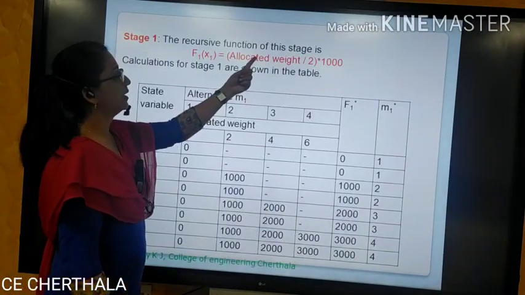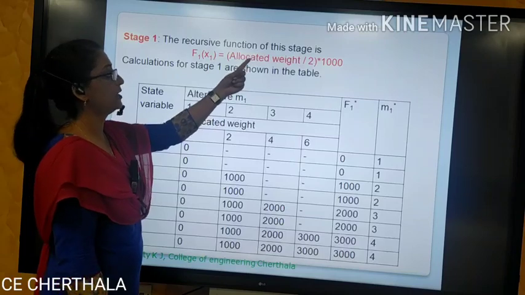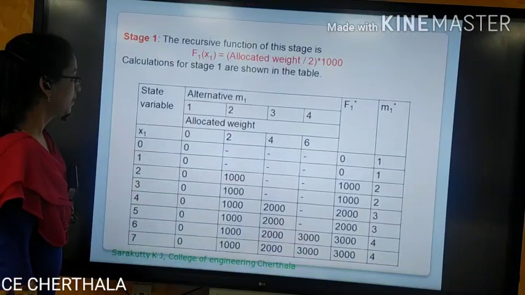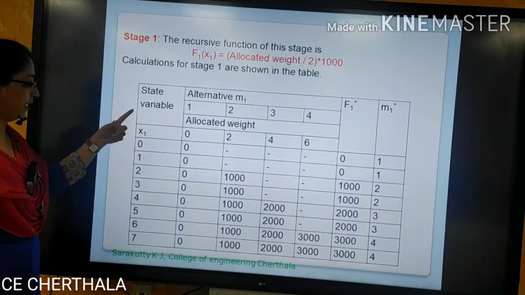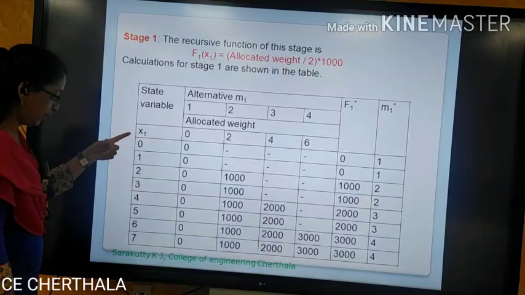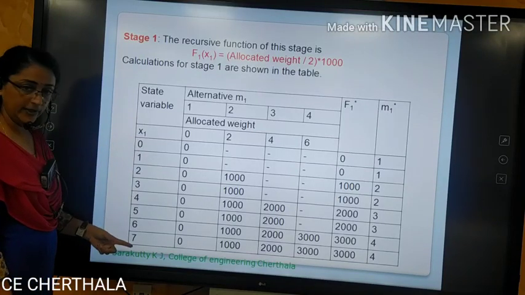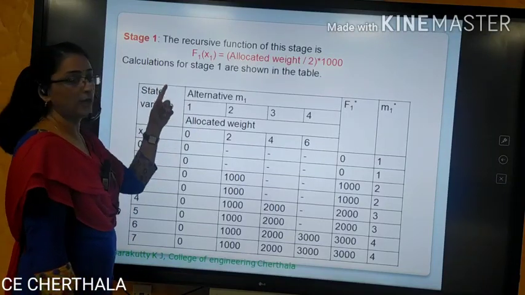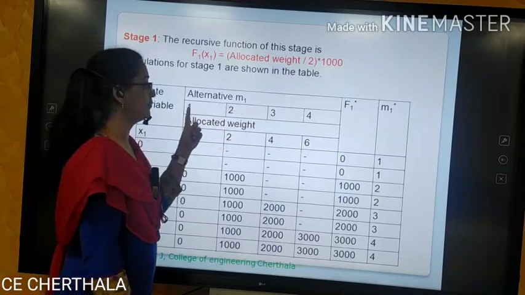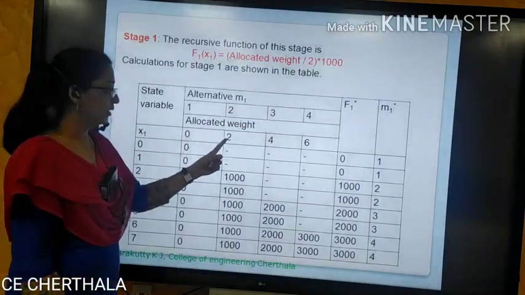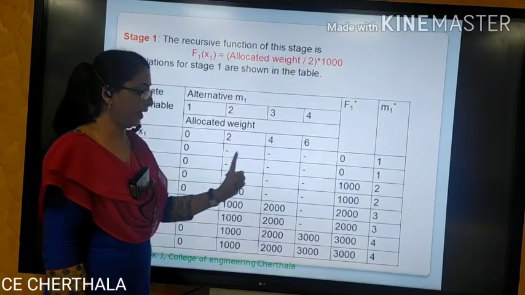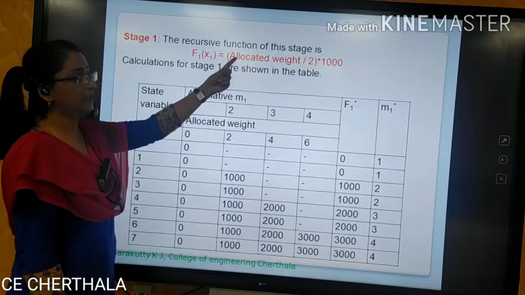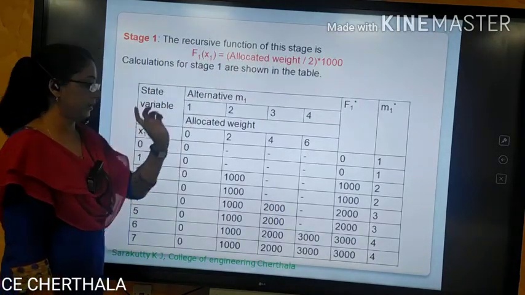So this is the recursive function or objective function for stage 1: allocated weight by 2 into 1000. Now calculations for stage 1. First column is for state variable x1, that is 0 ton, 1 ton, 2 ton, etc., up to 7 tons. Now in stage 1, for item number 1, we have 4 alternatives: 1, 2, 3, 4. They are 0 ton, 2 ton, 4 ton, 6 ton. Now we have to fill these cells using this objective function, allocated weight by 2 into 1000.